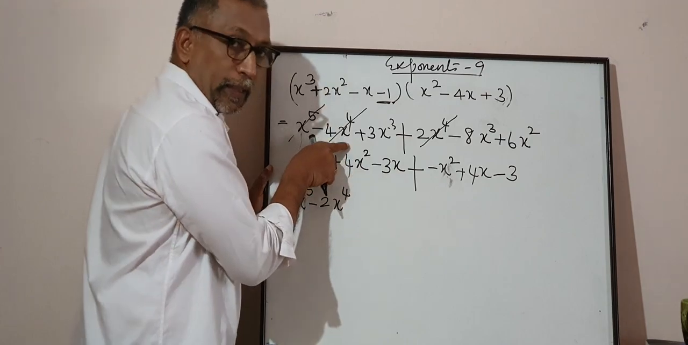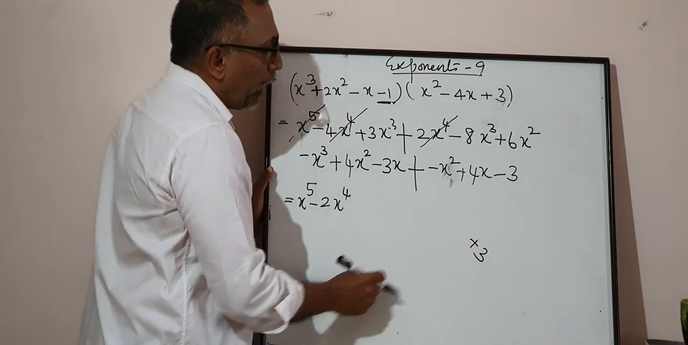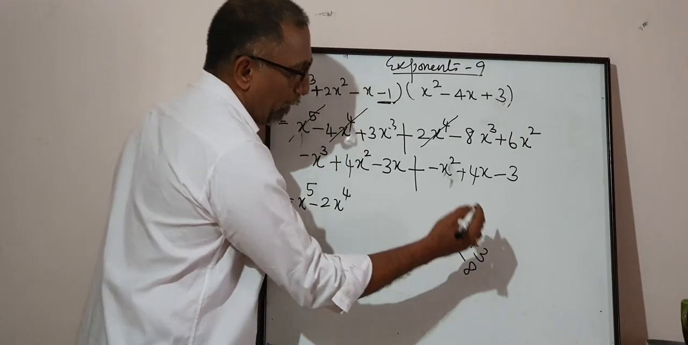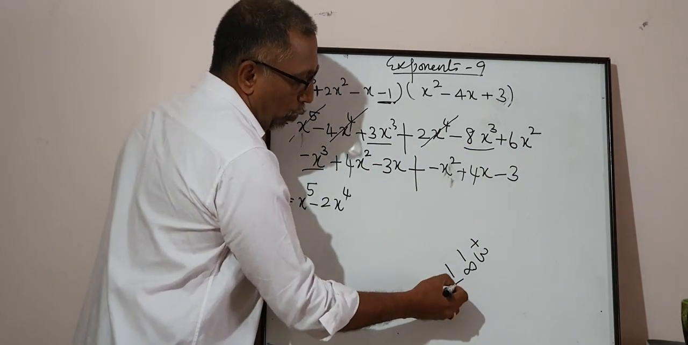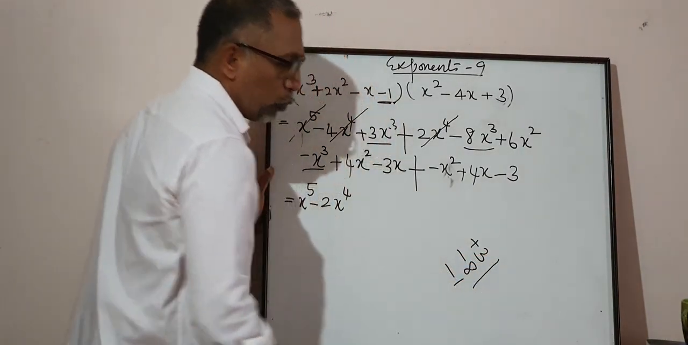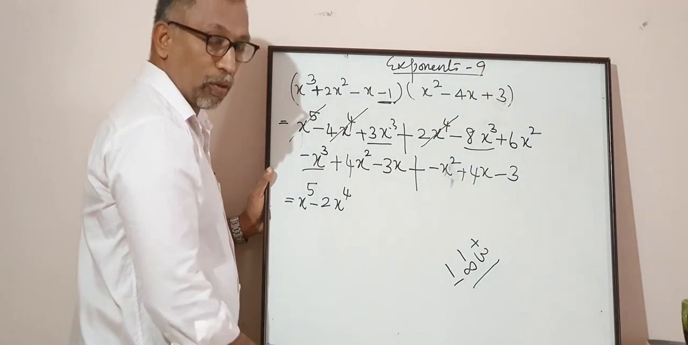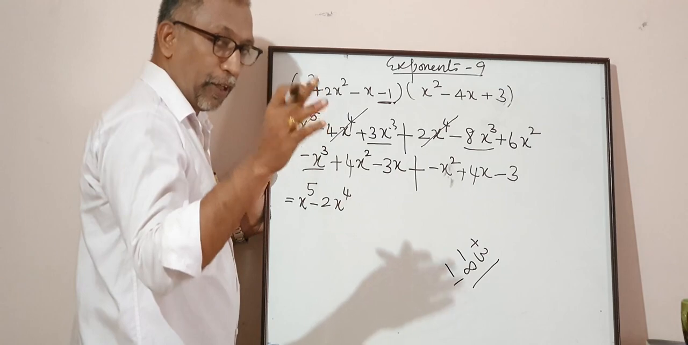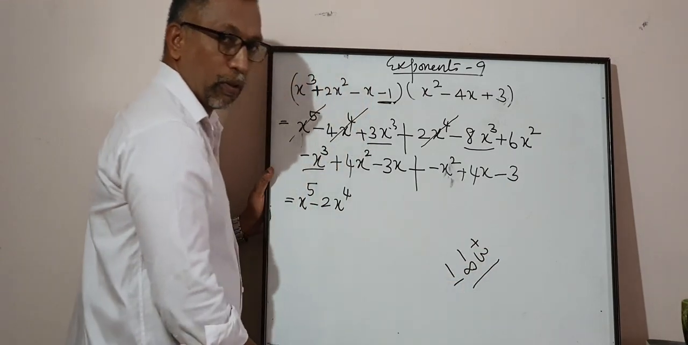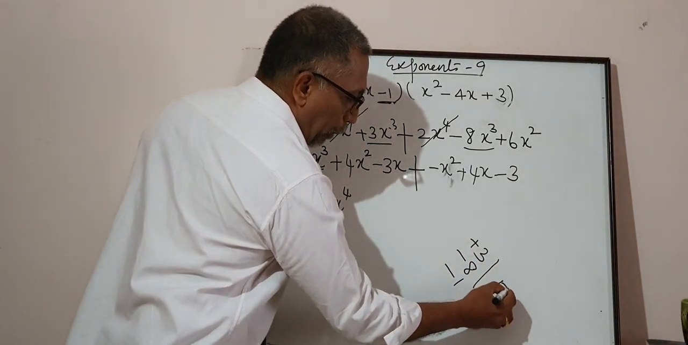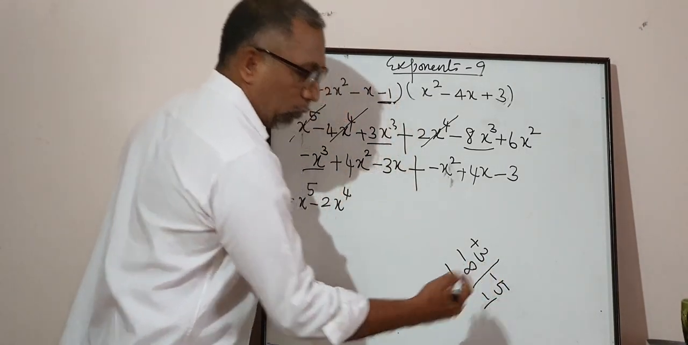So x raised to 3. How many x raised to 3 terms are there? Let's take the coefficients. This is plus 3, and this is negative 8. This is another x raised to 3, and this is negative 1. So let's find the answer for these two, plus 3 and negative 8. They are different signs. What is the procedure? If it is different signs, subtract and put the bigger number's sign. So 8 and 3, subtract: 5. The bigger number's sign is negative. Then what is remaining? Negative 1.